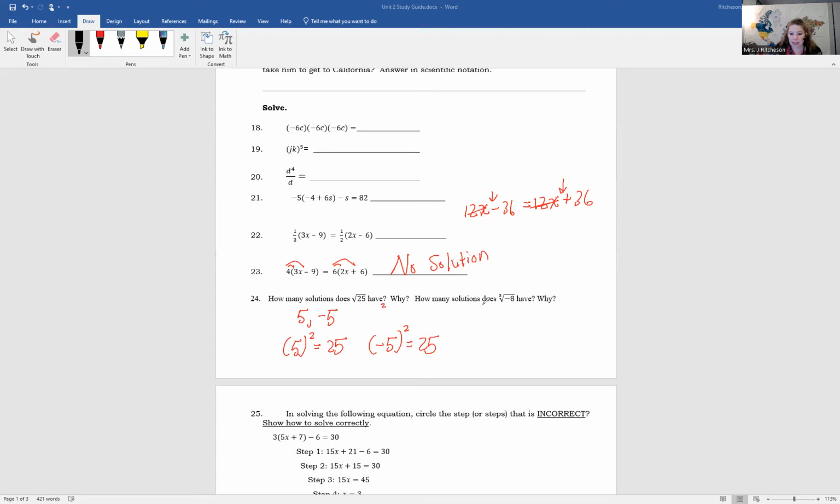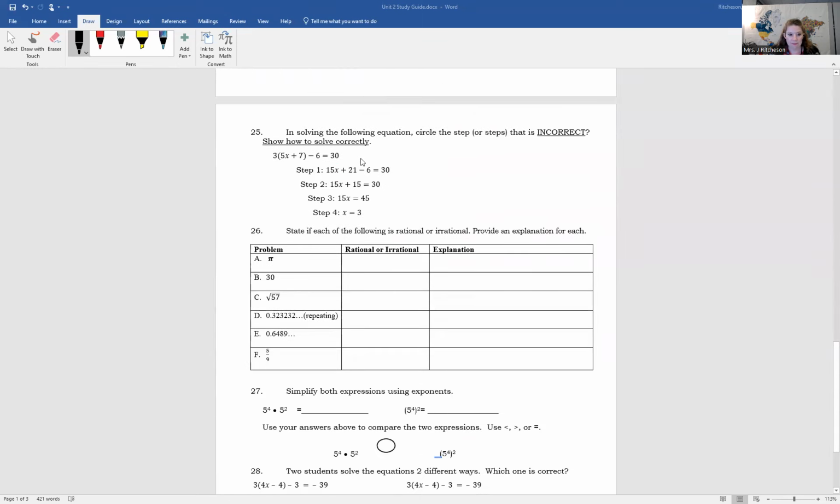How many solutions does the cube root of negative 8 have? The answer is 1. Only 1. Why? Because only negative 2 times negative 2 times negative 2 equals negative 8. There's no other answer times itself 3 times that equals negative 8. So this one literally has 2 solutions, and this one literally has 1 solution. All righty. Hope that makes sense.